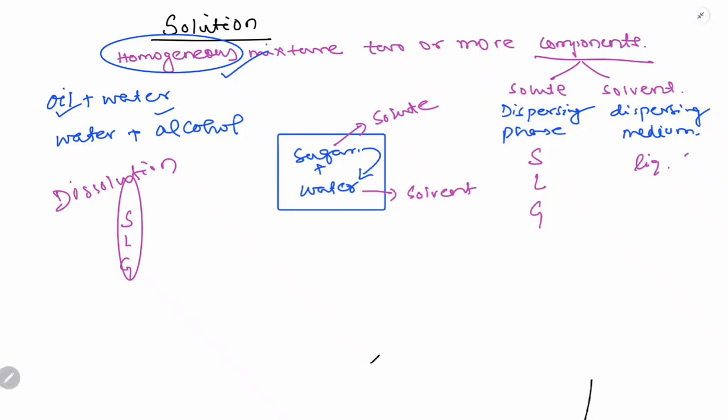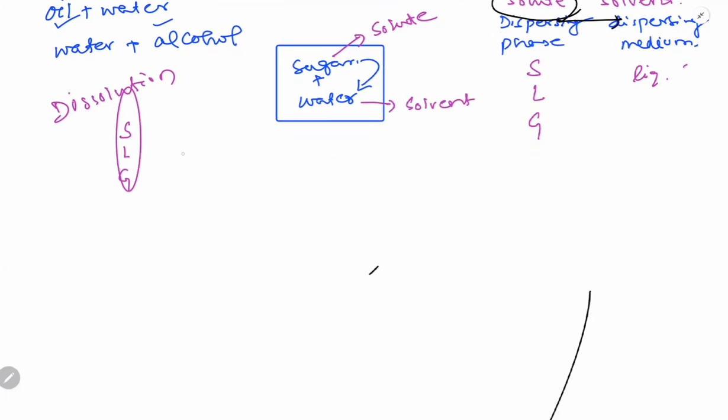Now in solution, it is important to find out how much solute is present in solvent. That presence of solute in solvent or solution is called concentration. So what term do we get? Concentration. The amount of solute present in a given solvent or solution is called concentration.